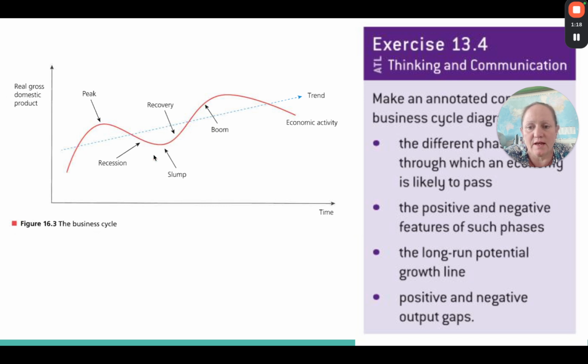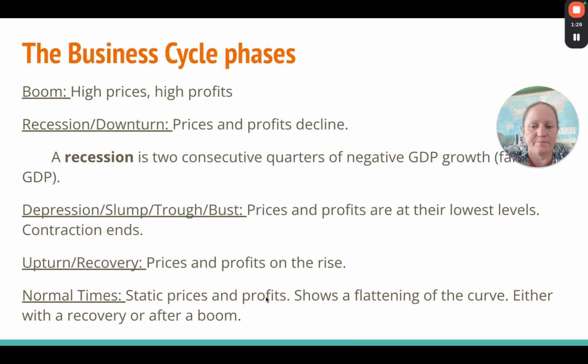Sometimes you can see here, this one is called a slump instead of a trough, and the peaks and the booms flow through over time. Typical characteristics of each phase: in a boom, you have high prices and high profits. In a recession or downturn, profits and prices decline. And a recession is defined as two or more consecutive quarters of negative GDP growth.